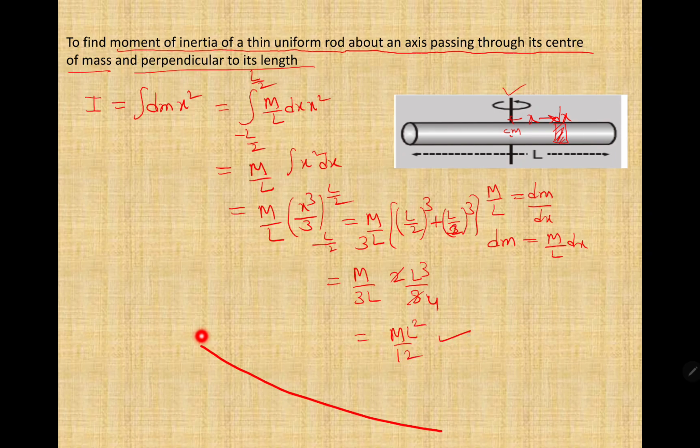This is the moment of inertia of the thin rod about an axis passing through the center of mass and perpendicular to the rod. So like this we can find the moment of inertia of a thin rod about different axes. For any axis, please try to remember. So this is the formula here. Okay, thank you.